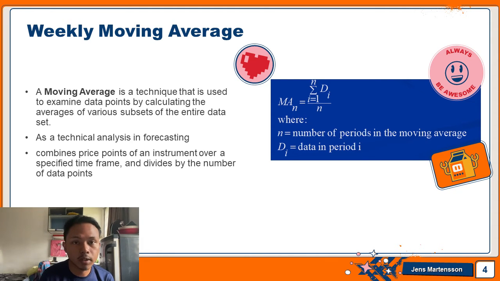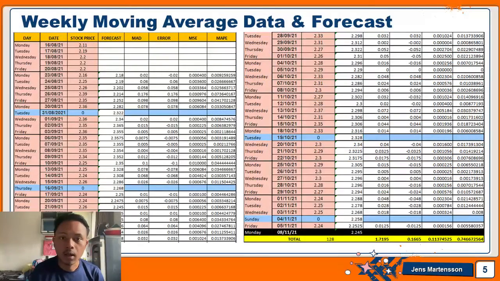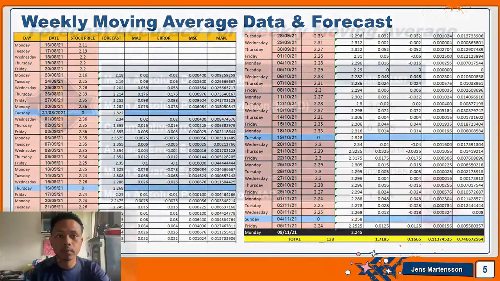The formula for this moving average is the sum of the data in the period that we have chosen, and we have to decide the periods. We need to divide it by the number of periods in the moving average. So by referring to the slide, this is the forecast that we have done by using this weekly moving average technique. And the forecast for 8 November 2021 is RM 2.245.